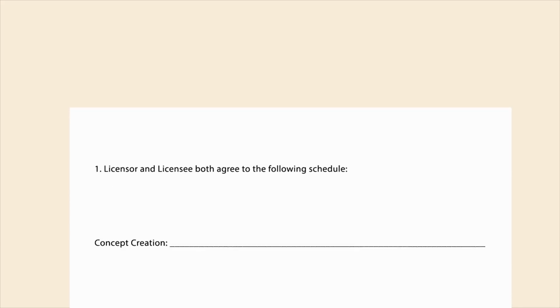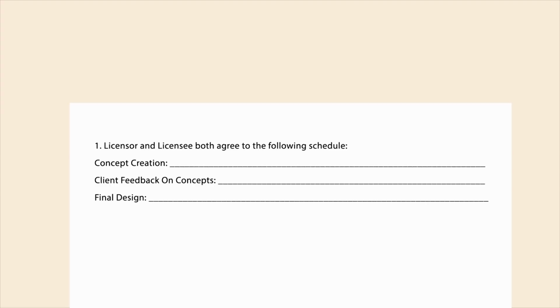So in the first part of my contract, I state that the designer and the client both agree to the following schedule. I've actually listed each part of the logo design process for my logo contract, and then there's a blank space that allows us to fill in the date when these parts of the project are going to be finished by.